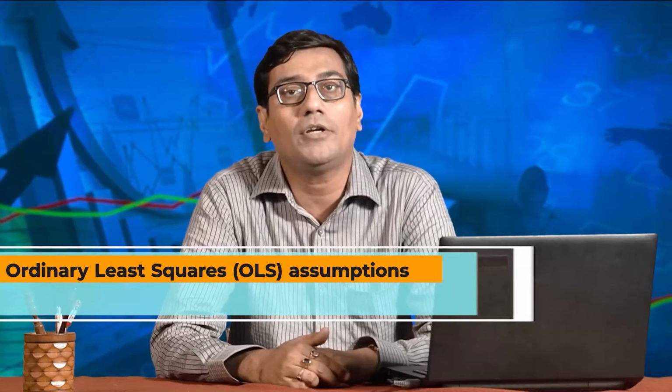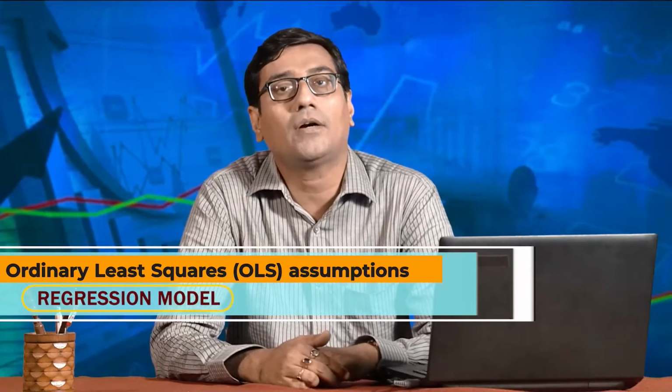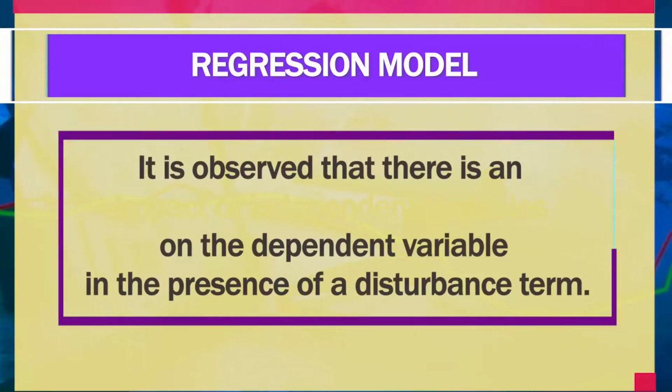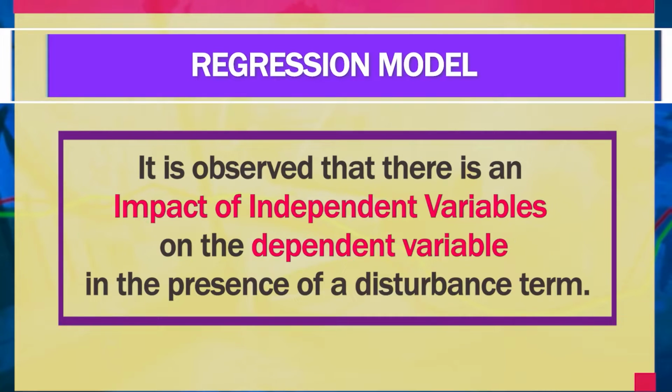Welcome viewers. Today we shall be discussing module number 37, which is on serial correlation part 1. As the title of the module goes, we get back to the ordinary least square assumptions in the context of any regression model. In a regression model, it is observed that there is an impact of independent variables on the dependent variable in the presence of a disturbance term.